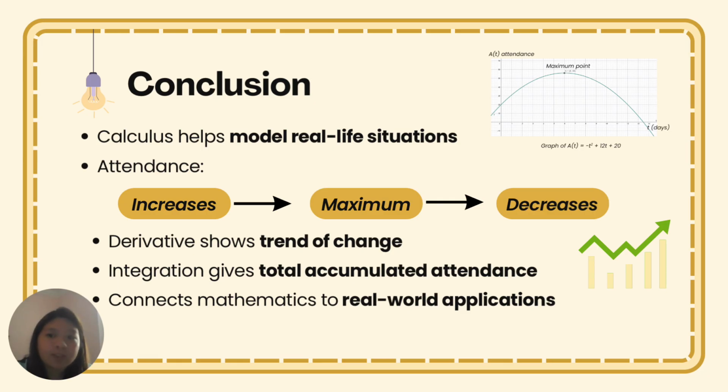In conclusion, this project shows how calculus can be used to model real-life situations, such as our project, student attendance over time. From the graph, attendance increases, reaches a maximum point, and then decreases. This helps us understand the trend of change, while the integration allows us to find the total accumulated attendance. Overall, this project highlights how calculus connects to real-world applications and helps us solve real-life problems effectively.